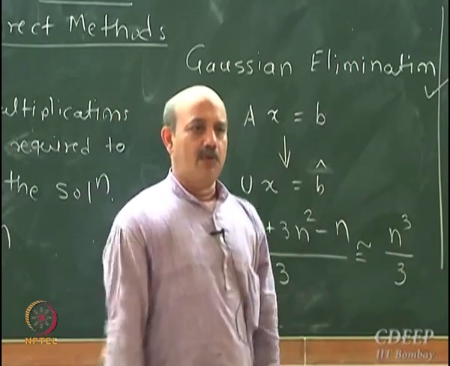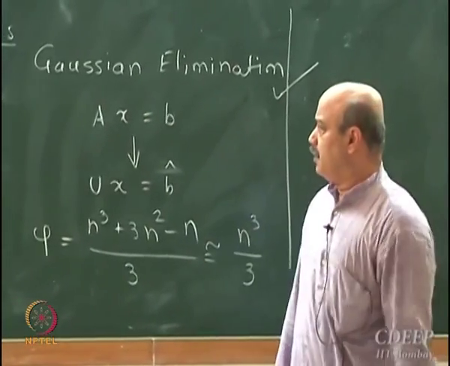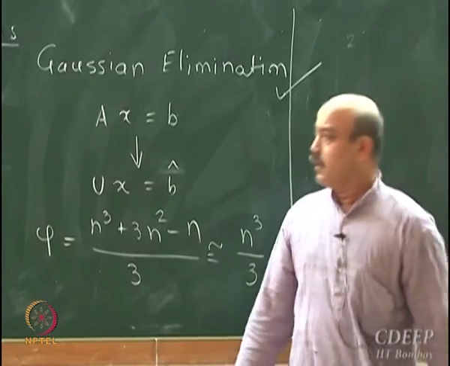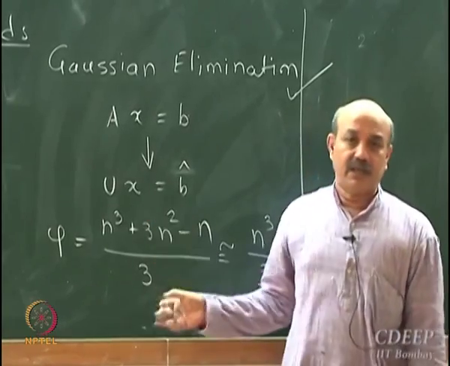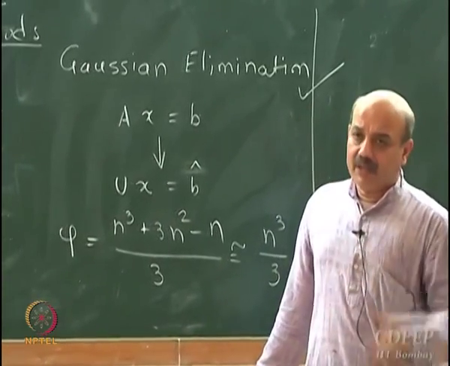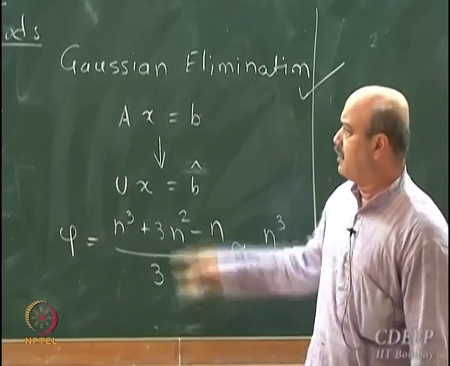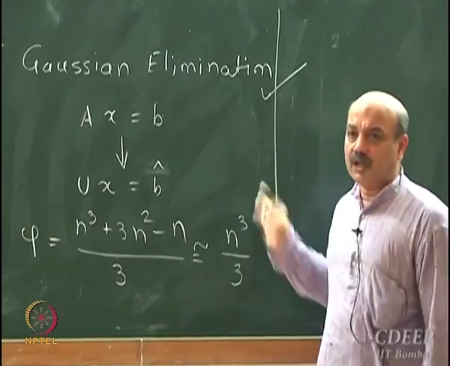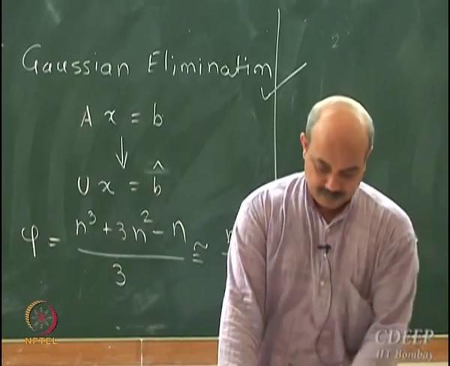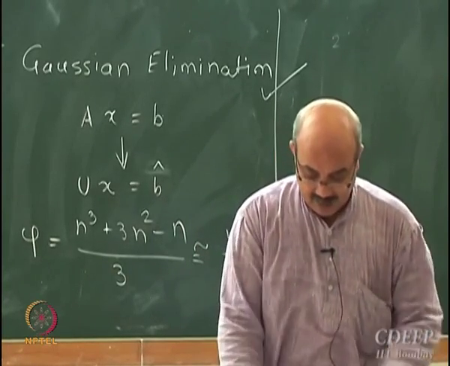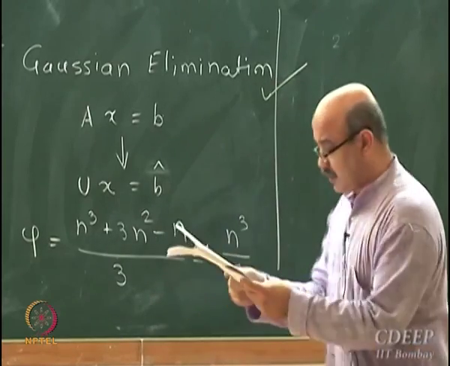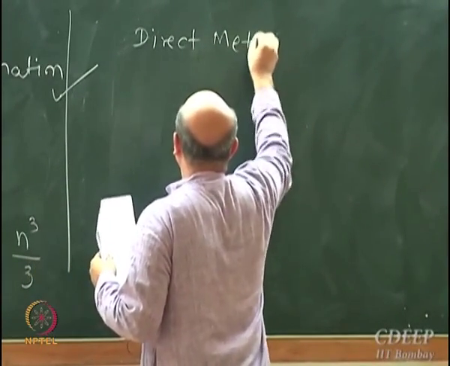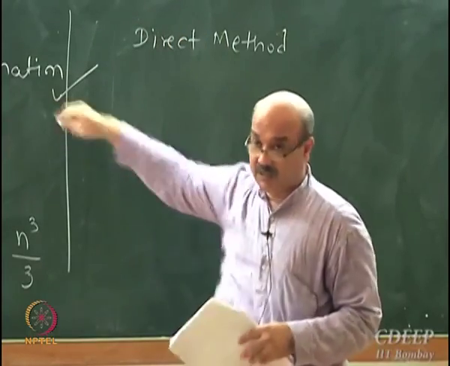Also, I have uploaded something about LU decomposition. LU decomposition is Gaussian elimination represented as a sequence of two triangular matrix calculations. One is upper triangular, other is lower triangular. You can have a look at LU decomposition, but that is derived from Gaussian elimination. So the order of computations is again of the order of n cubed by 3. It's not too different. Okay, so in direct methods, now what we are going to look at is direct methods for solving. When I say direct method, not Cramer's rule, of course, but Gaussian elimination.